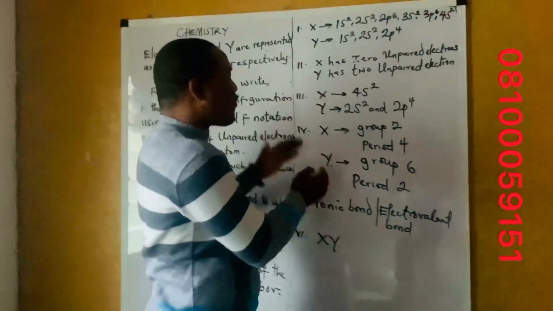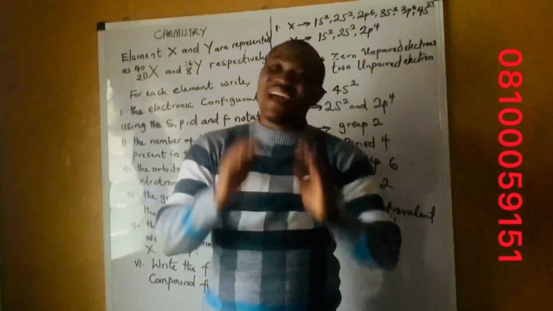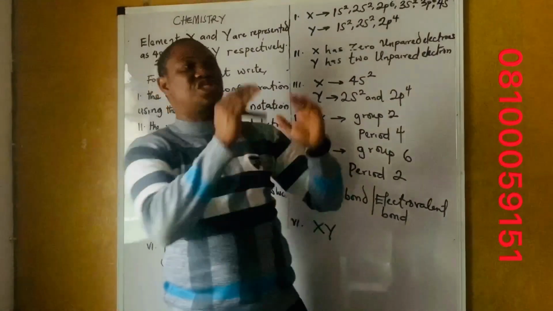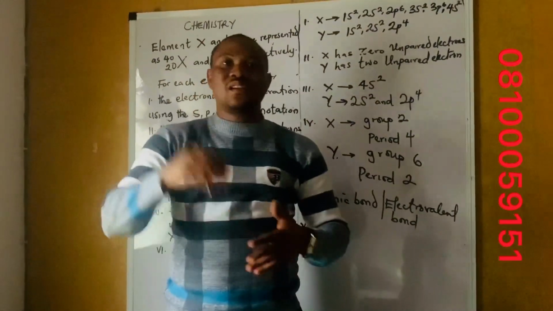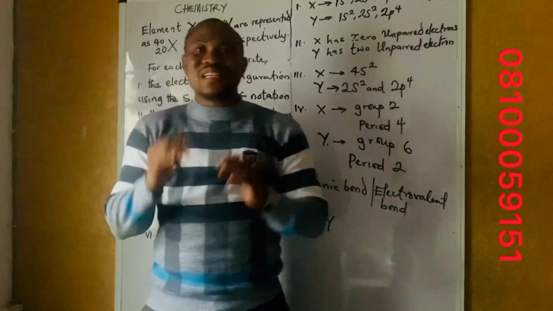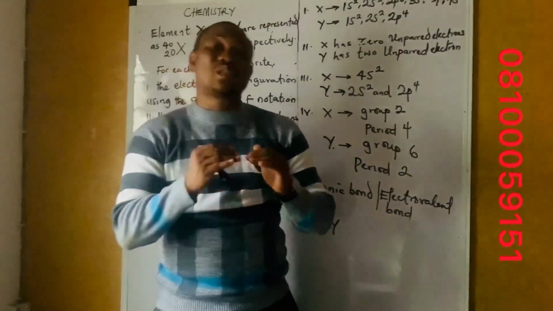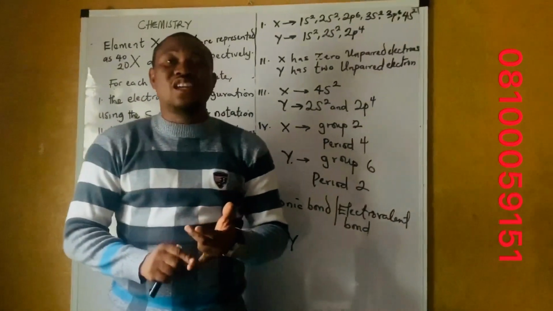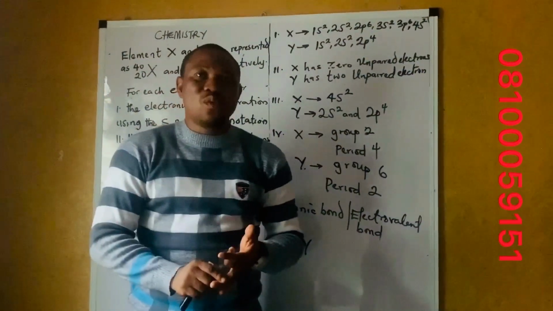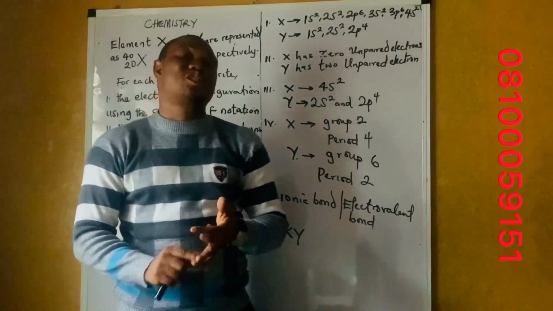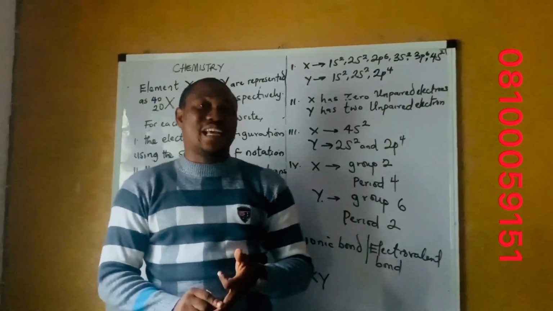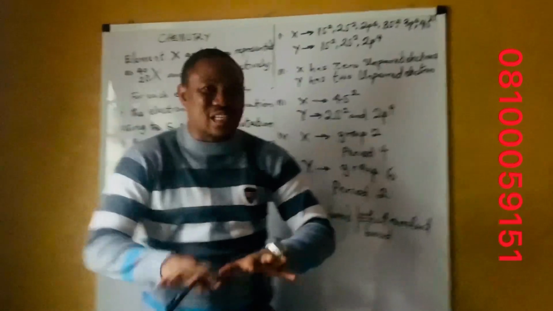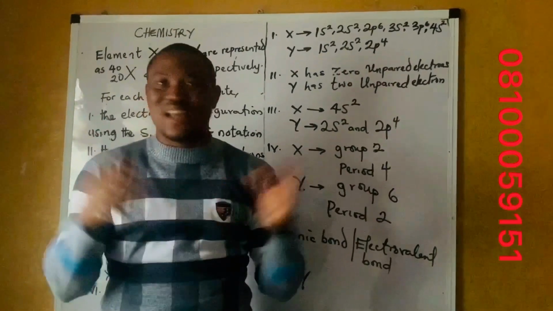The main bone of contention here is understanding electronic configuration. Very important. Understand how to write electronic configuration using the shell, that's 2,1; 2,8,1; 2,8,2. Understand that. Understand how to write electronic configuration using the SPDF notation too. Very important. It will help you in understanding valency. It will help you in understanding electronic configuration. It will help you in understanding chemical bonding, and that's where students find difficulty. When you don't understand all these rudiments, then you're going to be finding a lot of things difficult.